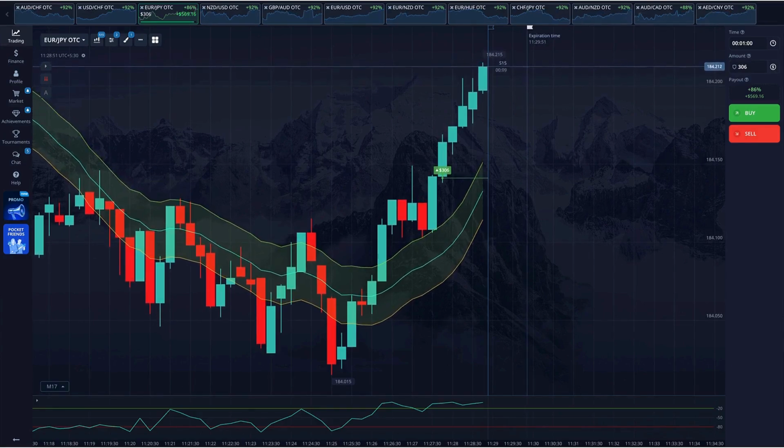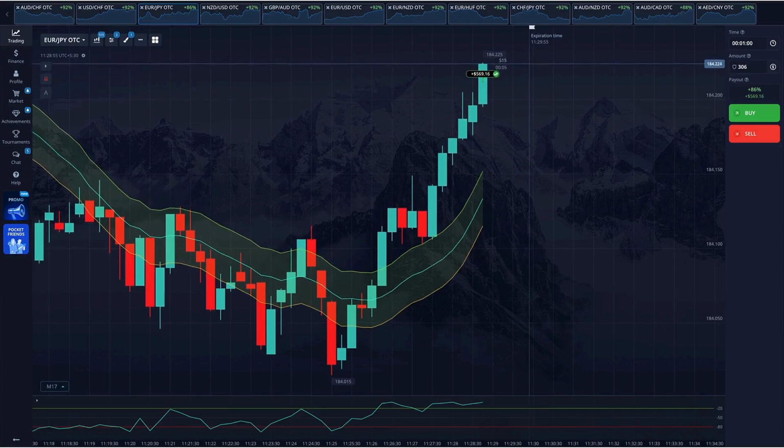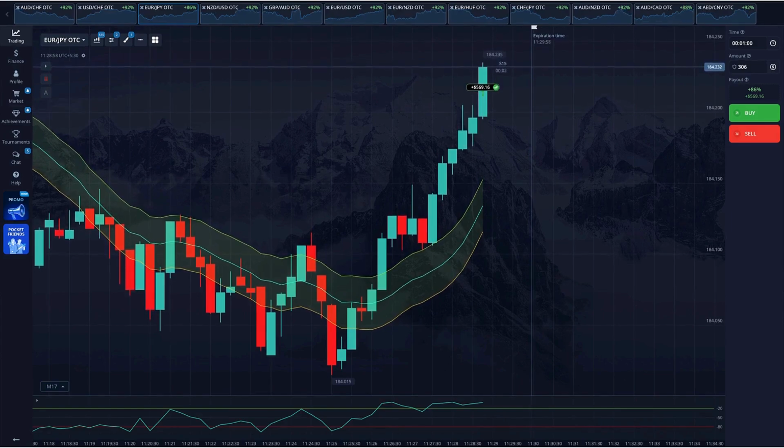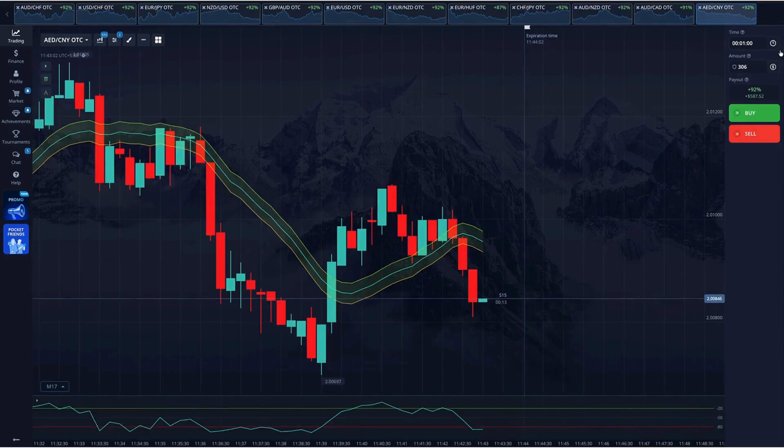And there it is, a perfect 1-minute execution. The price finished significantly higher than our entry, proving that when you combine a clean envelope breakout with extreme momentum confirmation, you aren't just guessing. You are following the math of the market. Now let's look at the perfect setup for a downward explosion.